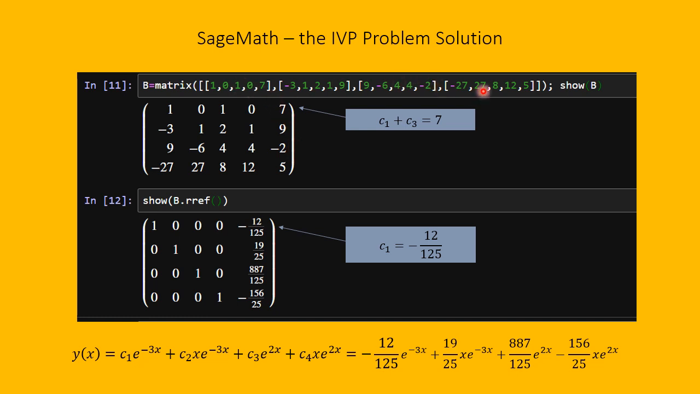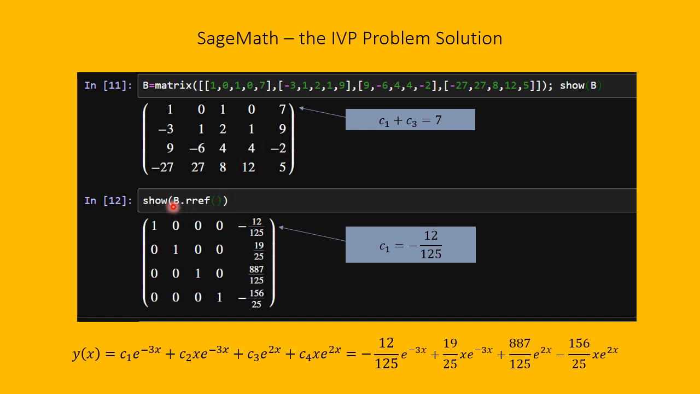Now inside those two square brackets, we have the rows. The first row, square bracket 1, 0, 1, 0, 7, is right here. We had show B so that we could see it finally. Here's the second row, here's the third row, here's the fourth row, and we get this matrix corresponding to all four equations in the four unknowns C1 through C4.